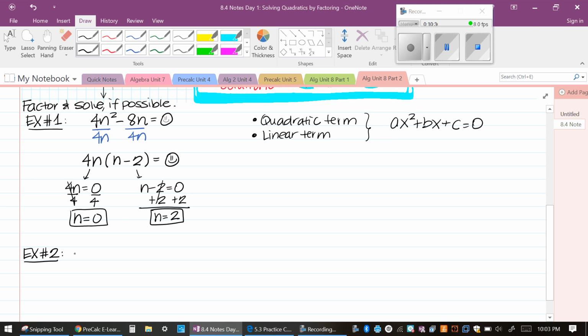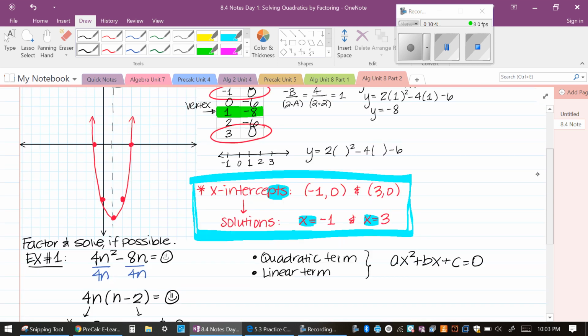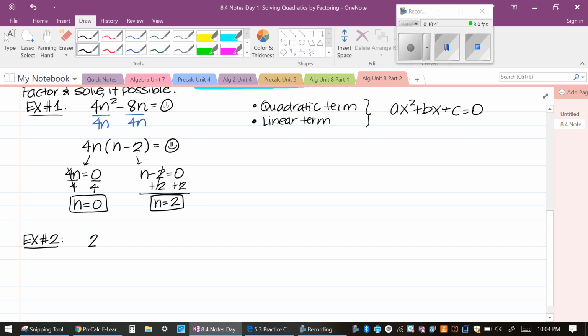Do you remember the problem that we graphed at the beginning? 2x squared minus 4x minus 6. Let's solve that. Now we already know what the x-intercepts were. If you remember, they were negative 1 and 3. So the x-intercepts from our table were negative 1 comma 0 and 3 comma 0. Now we're trying to find the solutions without using a graph. We're going to solve by factoring.